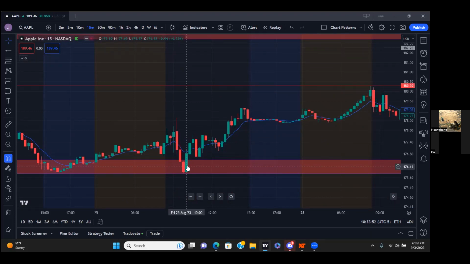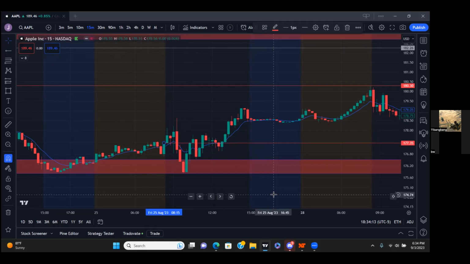So what you can do is mark out the pre-market high. Now you want to find the high of the whole yellow area. Yeah, the high of the yellow area. So it would probably be right there, just above that candle. So it's probably like 177.43-ish, right? Yeah.